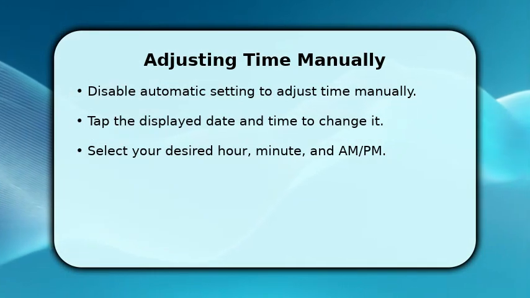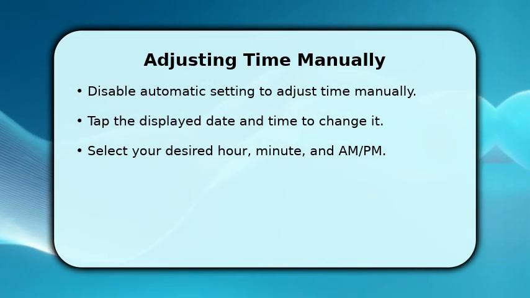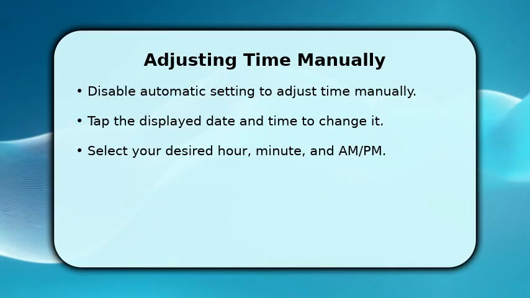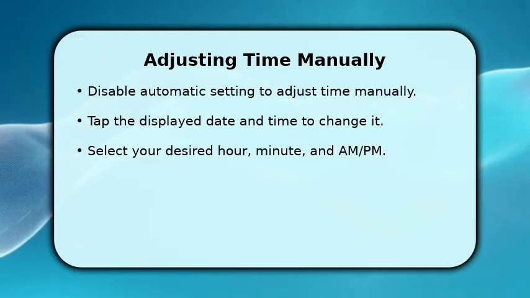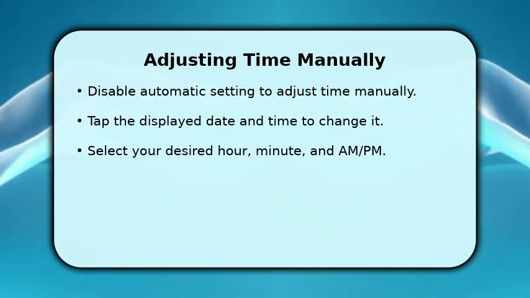Sometimes you might need to set the time manually. To do this, first turn off the Set Automatically toggle in the Date and Time settings. Once it's off, you'll see the current date and time displayed. Tap on this area and a scrollable wheel will appear. You can then easily adjust the hour, minute, and even the AM or PM setting to your exact preference. Remember to re-enable Set Automatically later if you want your phone to manage it again.